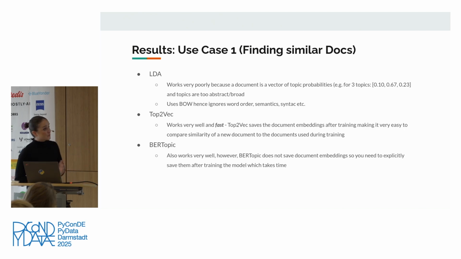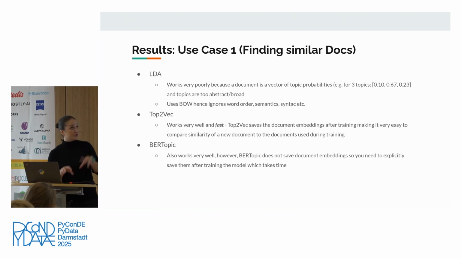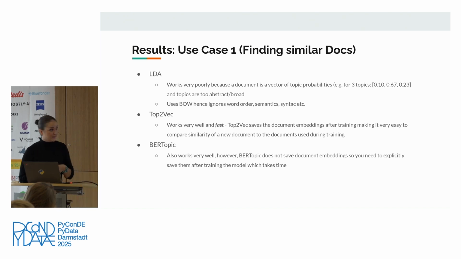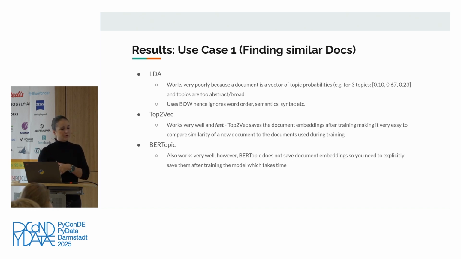So Top2vec works really well. As I said, I actually used that one for that client. What is also really nice with Top2vec is that it saves the document embeddings, and BERTopic in the past didn't do it. Maybe you could also have done it explicitly, which is also what I've done now. BERTopic still doesn't do it automatically, we'll get back to that. But Top2vec saves the embeddings after training, so you can very easily compare similarity of new documents to documents used during training, right?